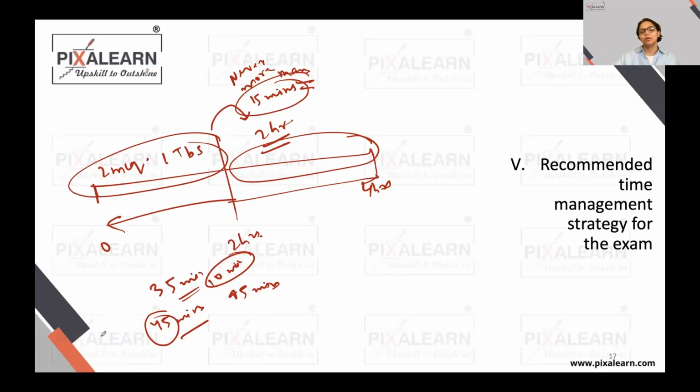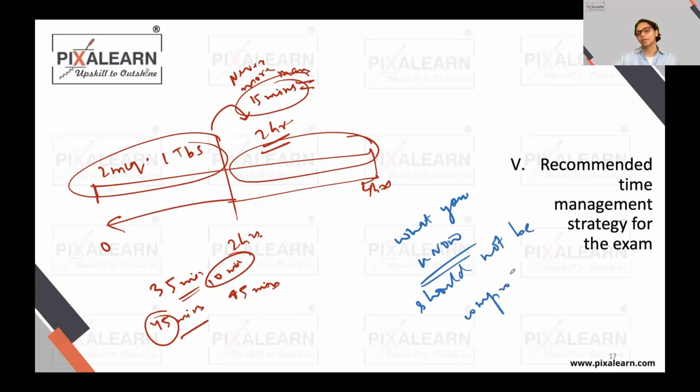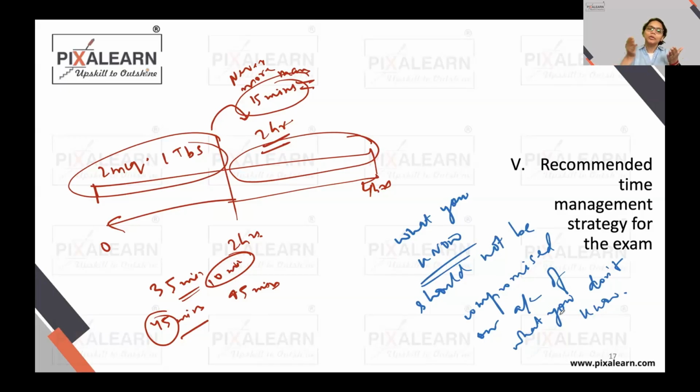And why is this so? One mantra is very, very important for CPA guys, okay? What you know should not be compromised on account of what you don't know. In a paper, if you don't know something, you don't know something. You spend a lot of time wasting on those which will ultimately go wrong. And the problem is that time will prevent you from doing those questions properly that you could have done well.